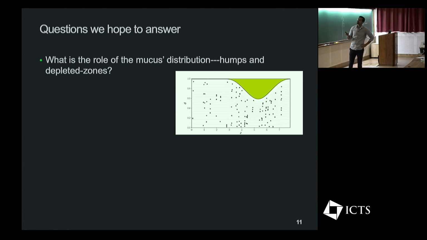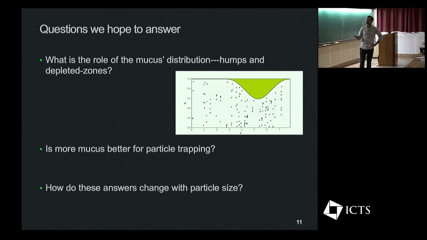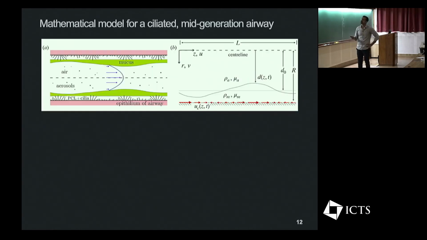So these are the questions that we want to answer broadly in this work. So one is, what is the effect of this mucus distribution of humps and depleted zones? Right, and how does it affect particle trapping? One basic question is, is more mucus better? Right? So you'd think naively that if I need to trap particles, there should be more mucus. But we shall see whether things are as obvious. And then how do these answers change with the size of the particle, because the mechanisms change from Brownian to non-Brownian.